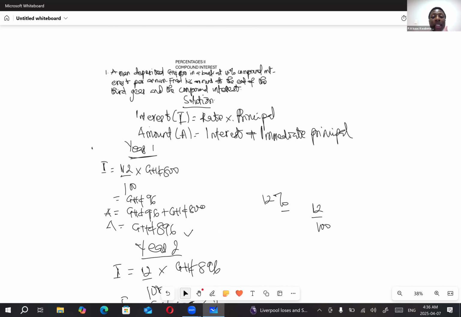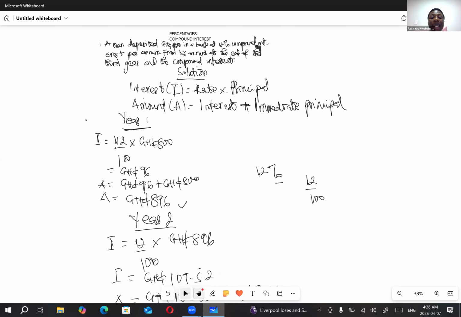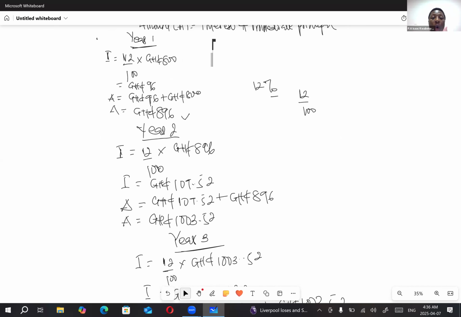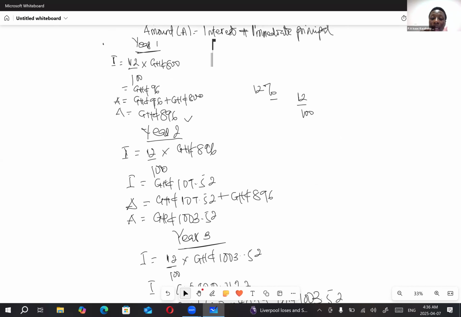A man deposited 800 cedis in a bank at 12% compound interest per annum. And the question said, if at the end of the second year, he went to withdraw 200 Ghana cedis. Now, that's the only part that was added in the question. Now, find the amount at the end of the third year in compound interest. They said, while he had given the money to the bank, he went to withdraw 200 Ghana cedis. When? That's the question you have to ask. He went to withdraw the money in year 2.